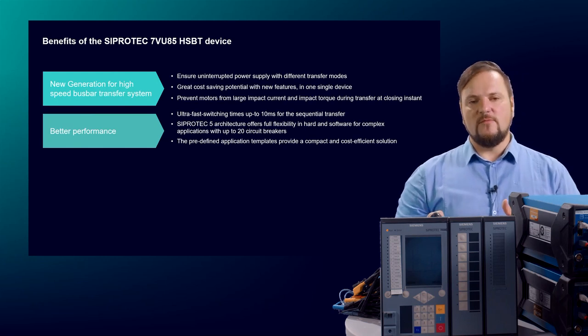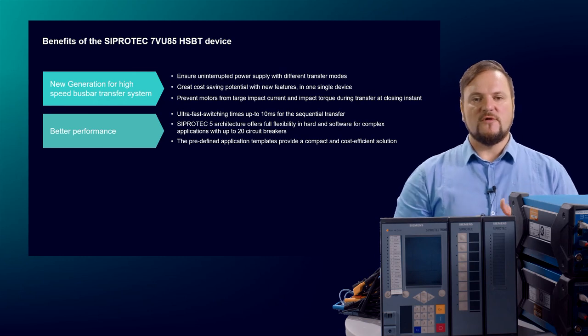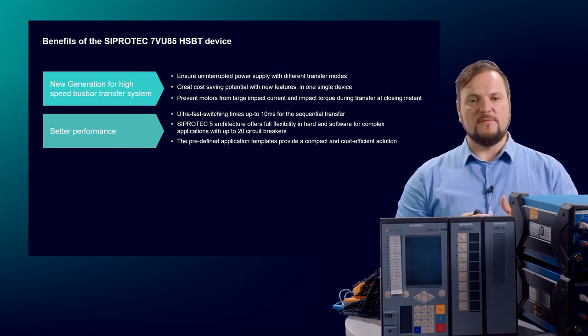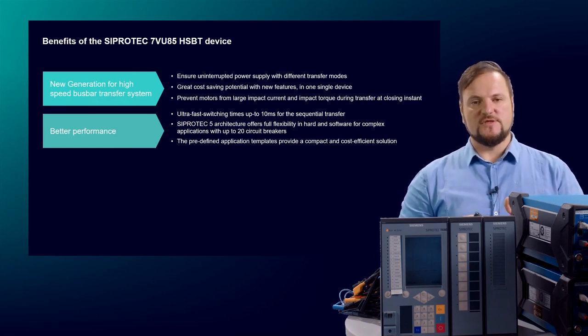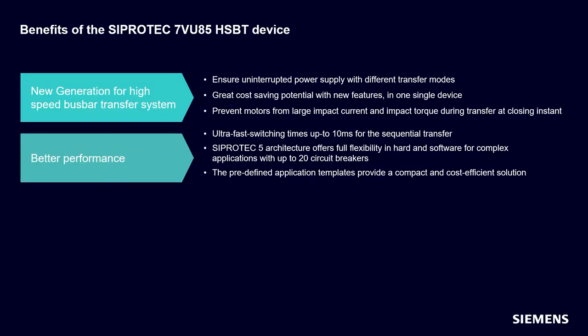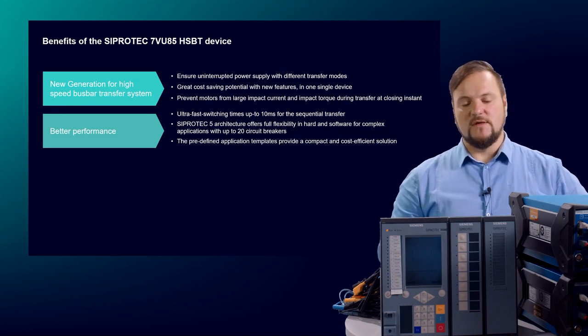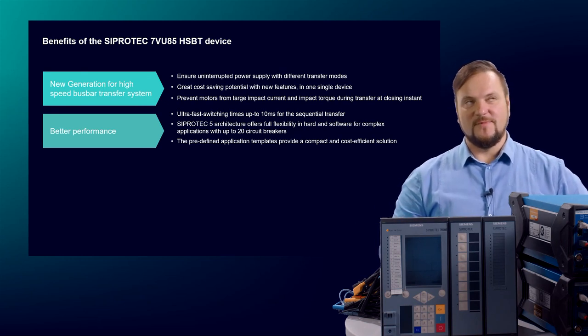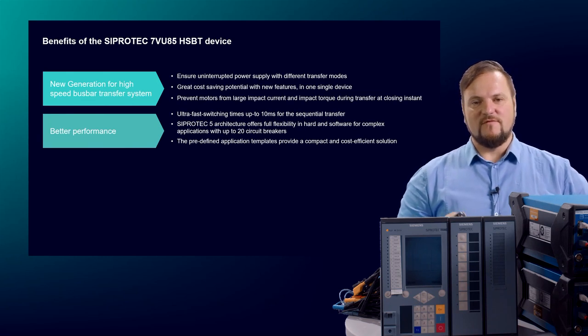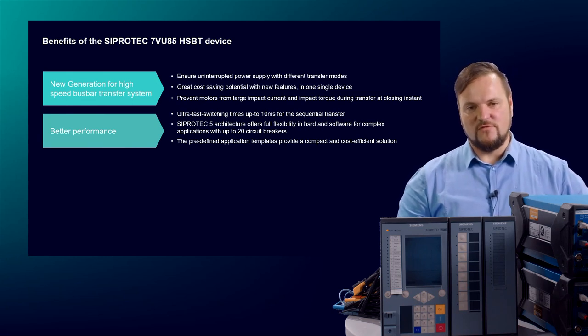Then the better performance compared to the 7VU6. We have an ultra-fast switching time of up to 10 milliseconds for the sequential transfer. We have the SIPROTEC 5 architecture, which offers full flexibility in hardware and software, and that means the device is expandable, and you can select your device if you want to, or you can make it fit your application. And of course, this device supports up to 20 circuit breakers.